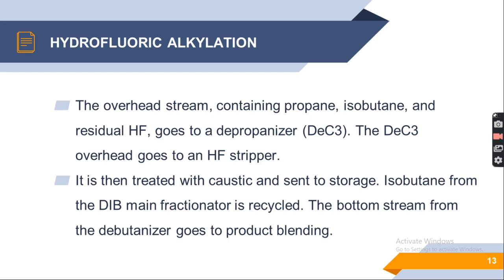Isobutane from the deisobutanizer main fractionator is recycled back into the reactor with HF catalyst. The bottom stream from the debutanizer goes to product blending, and the isobutane recovered is also recycled back.